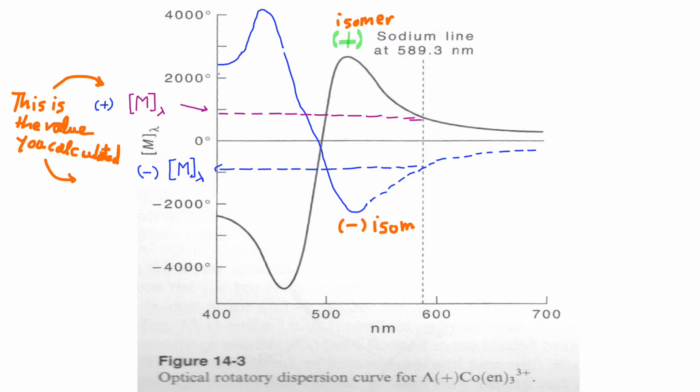The minus isomer is 180 degrees opposite the plus isomer. So the minimum on the plus isomer accompanies a maximum on the minus isomer, and the maximum on the plus isomer is accompanied by the minimum on the minus isomer, and the minus isomer gives an M lambda value of minus 960 degrees.